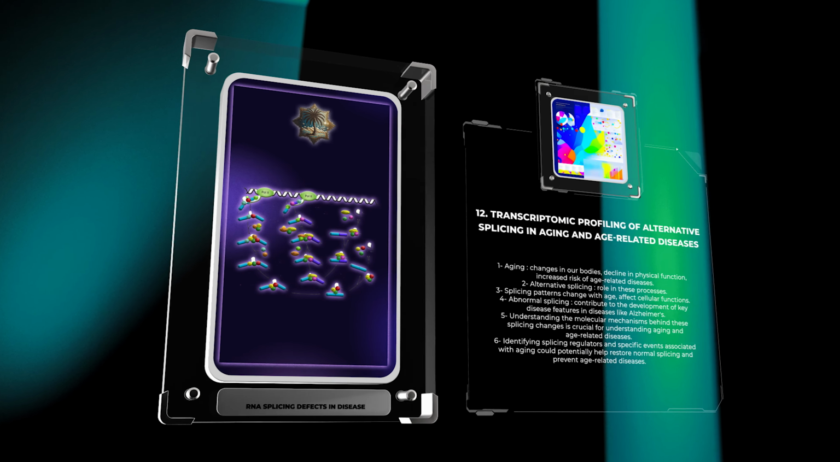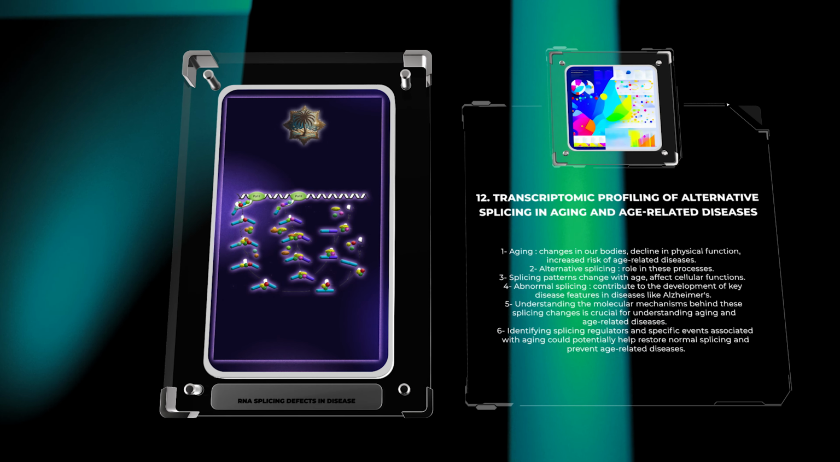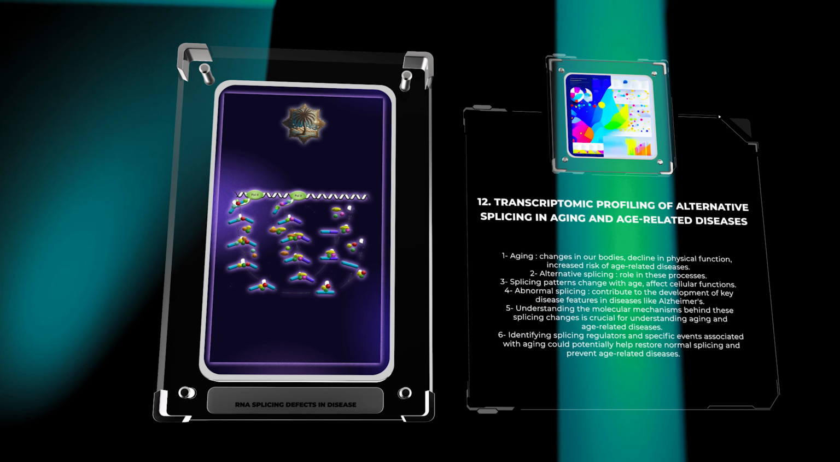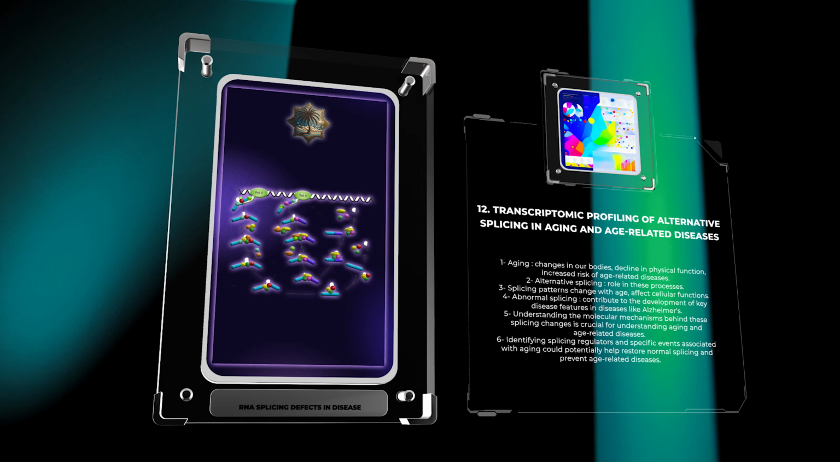Understanding the molecular mechanisms behind these splicing changes is crucial for understanding aging and age-related diseases. Identifying splicing regulators and specific events associated with aging could potentially help restore normal splicing and prevent age-related diseases.